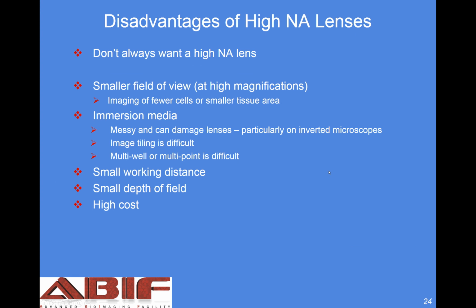So just to be clear, you don't always necessarily want to get the highest numerical aperture lens. There are some disadvantages. They tend to be higher magnification, so the field of view can be smaller. So if you want to do statistics, you have to look at more regions of interest. If you're imaging tissue, you may need to look at more areas.